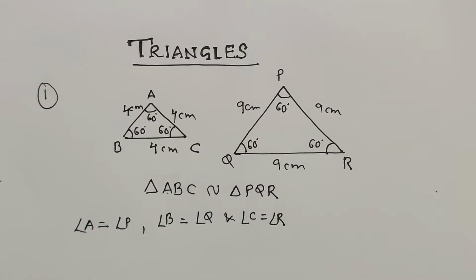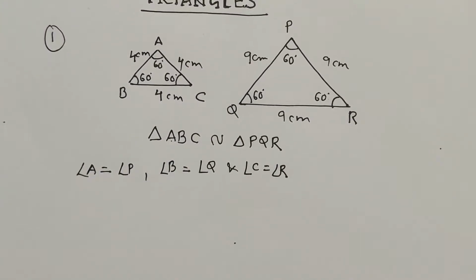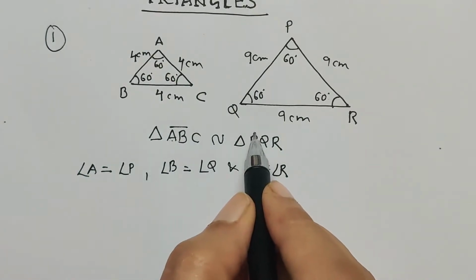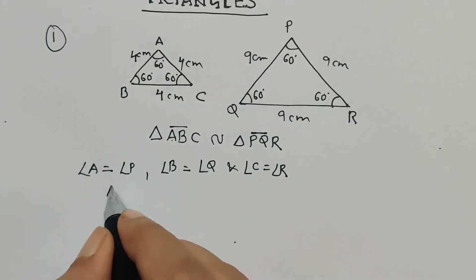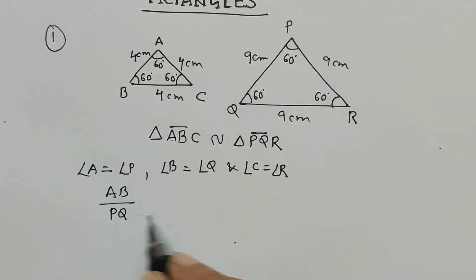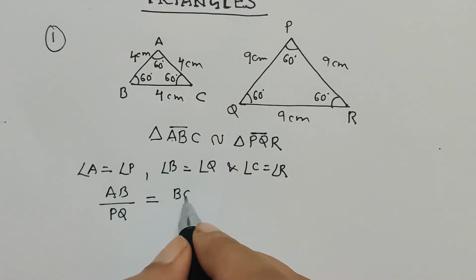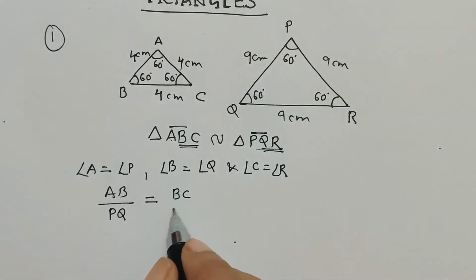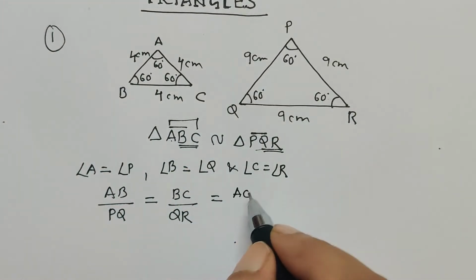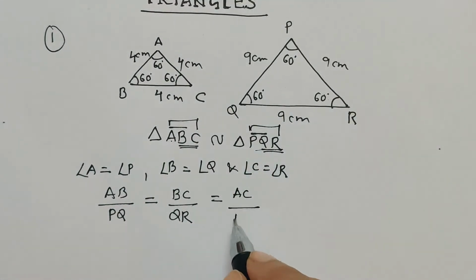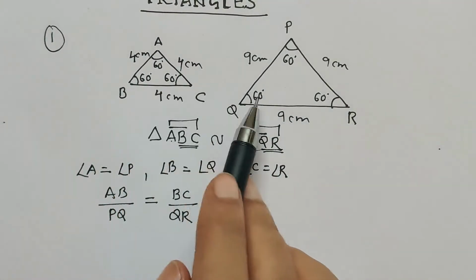And the second condition is the ratio of their corresponding sides. The ratio of their corresponding sides should also be equal. So here the corresponding sides will be AB, and the corresponding side in the other triangle is PQ. So AB by PQ should be equal to BC by QR, and this should also be equal to AC by PR. If this follows, then we can say that the two triangles are similar.